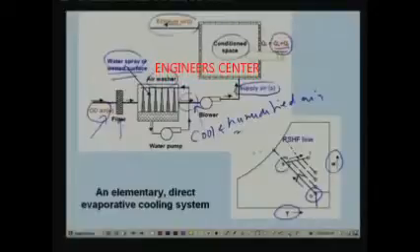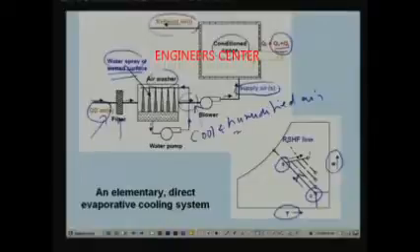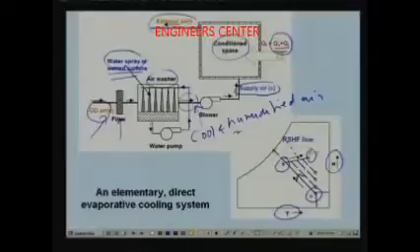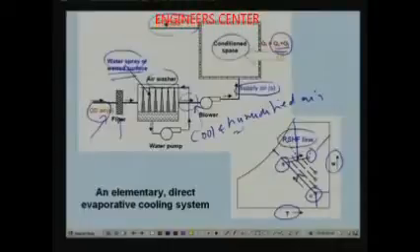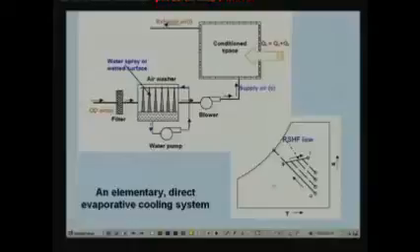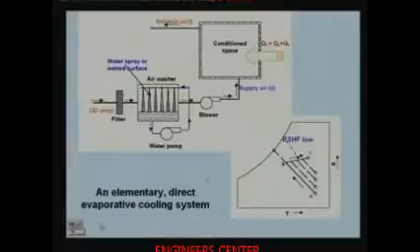Point S is the exit condition of the air at the evaporative cooler, and this air, which is cooled and humidified, is sent to the conditioned space. As it flows through the conditioned space, it extracts the sensible and latent heat and finally leaves the conditioned space at this state I. This line SI is nothing but the room sensible heat factor line, which we have discussed in the last lecture. So, this is the basic principle of the direct evaporative cooling system.